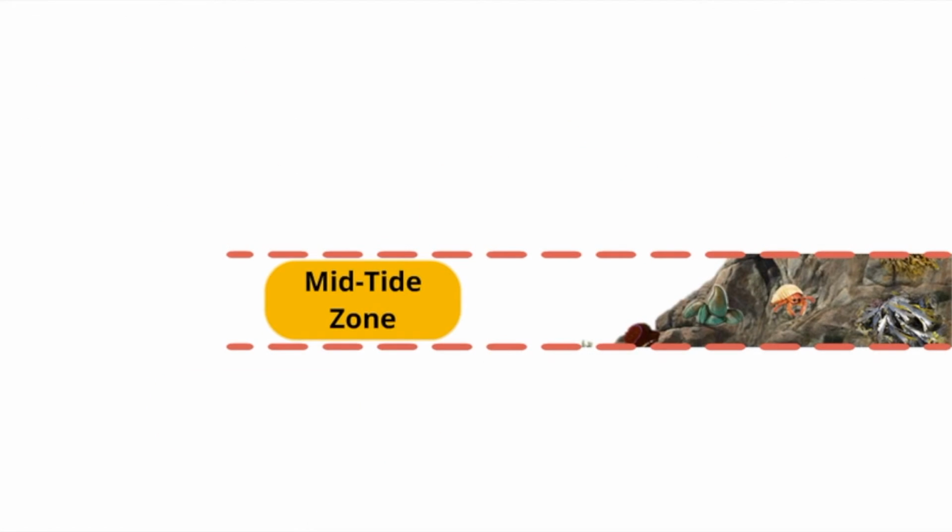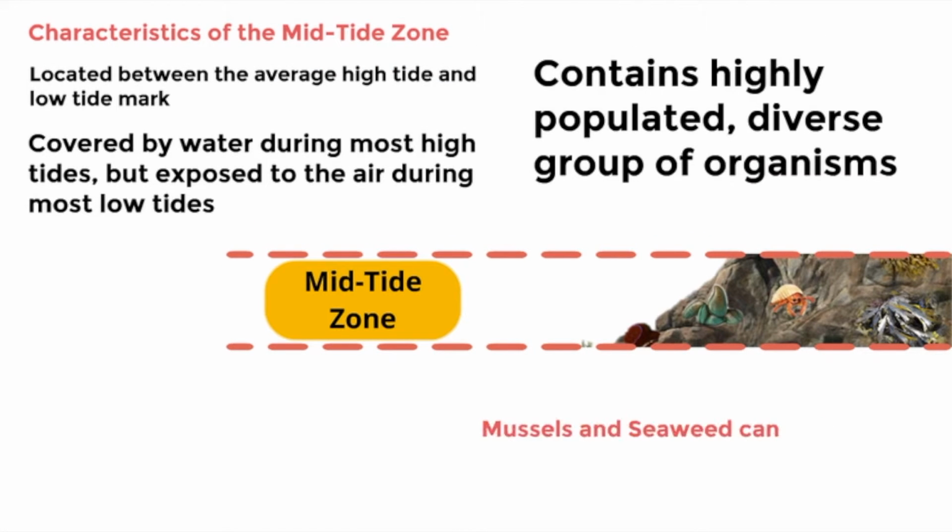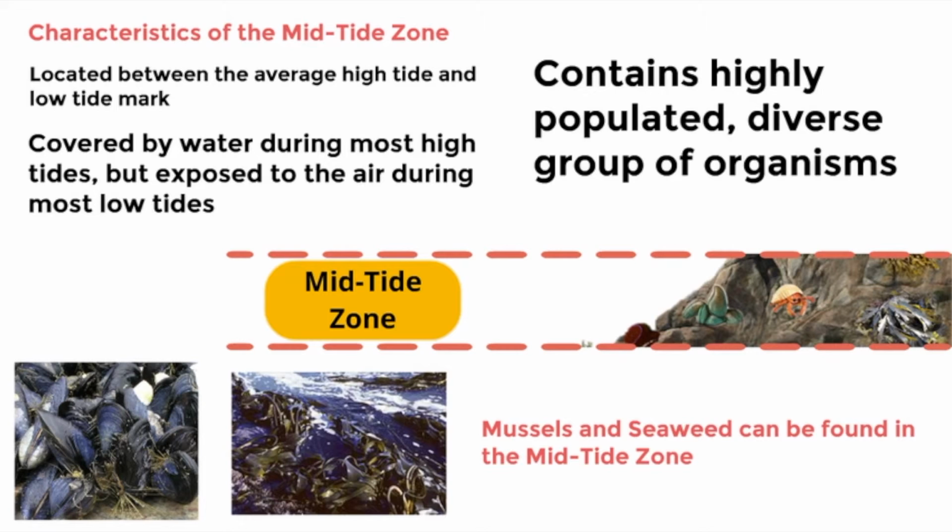The mid-tide zone is located between the average high and low tide marks. It is covered by water during most high tides and exposed to air during most low tides. This region contains a highly populated, diverse groups of organisms. 2 organisms that live in this area are mussels and seaweed.